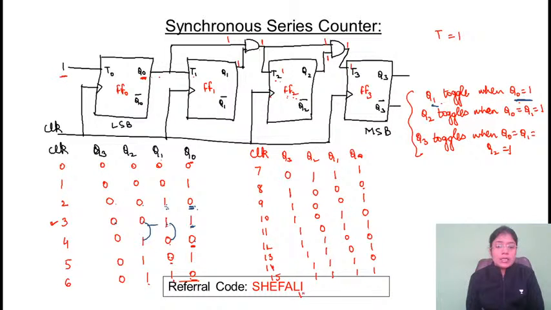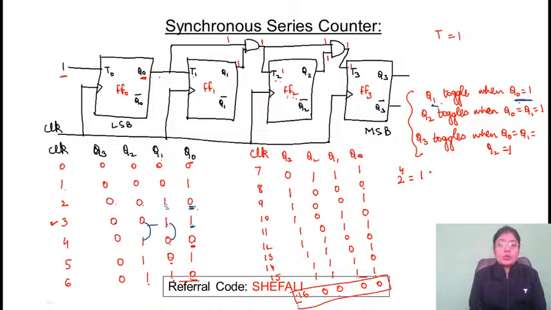If you apply the 16th clock, what will happen? This will toggle. Value is 1, so again it will toggle. Both the values are 1, it will toggle. All the three values are 1, it will toggle. So again you are getting the first state. Either you consider 1 to 16 or you consider 0 to 15. So this is repeated. So how many different states are there? It is 2 raised to power 4, that is equal to 16.